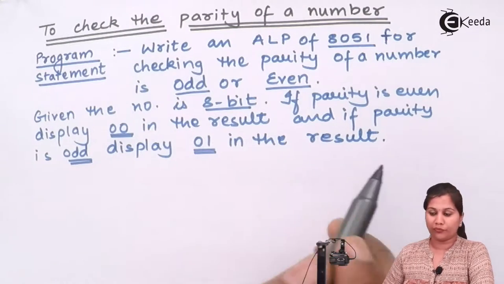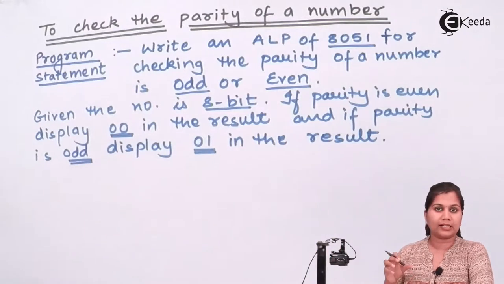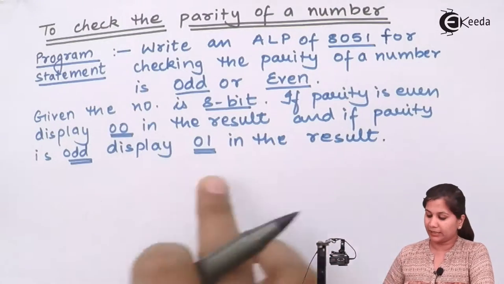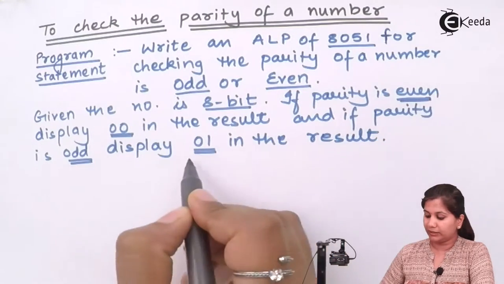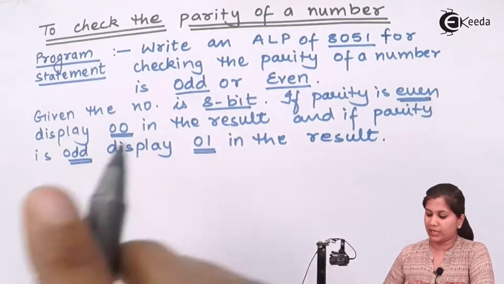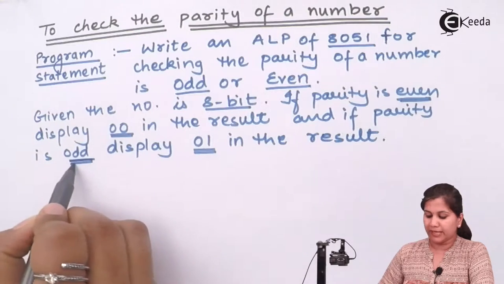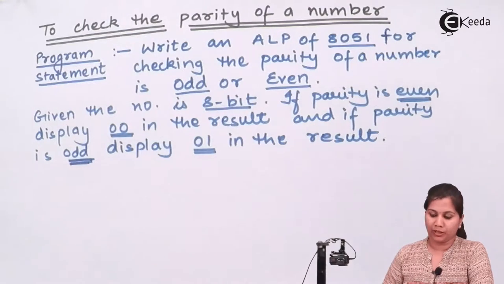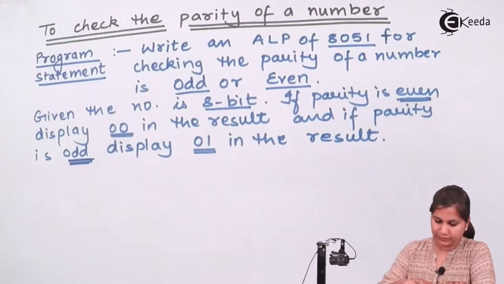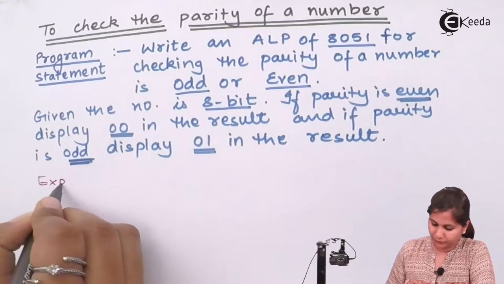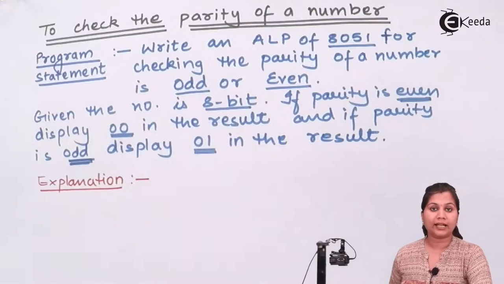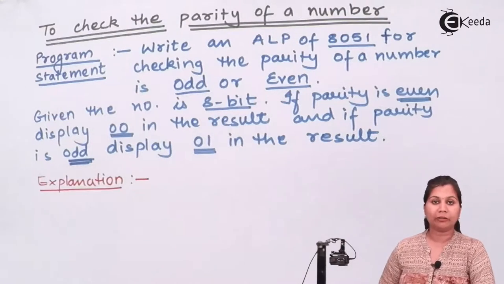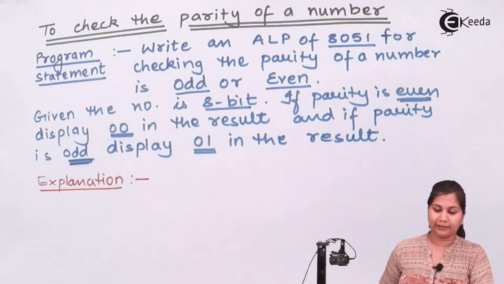And if the parity of the number is found to be odd, then we have to display 01 in the result. So when we see that in the result we have got 00, it means that number is having even parity. And if we see that in the result we are having 01, then we will get to know that number is having the odd parity. So let's see how we will check whether the number is having the even parity or the odd parity.